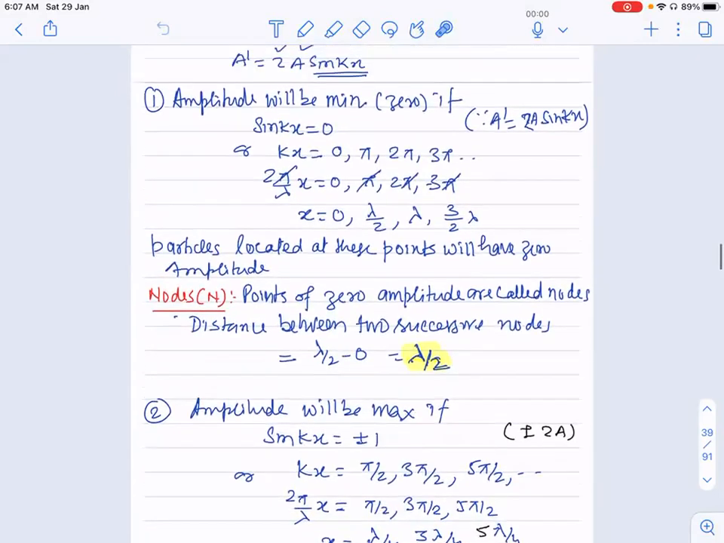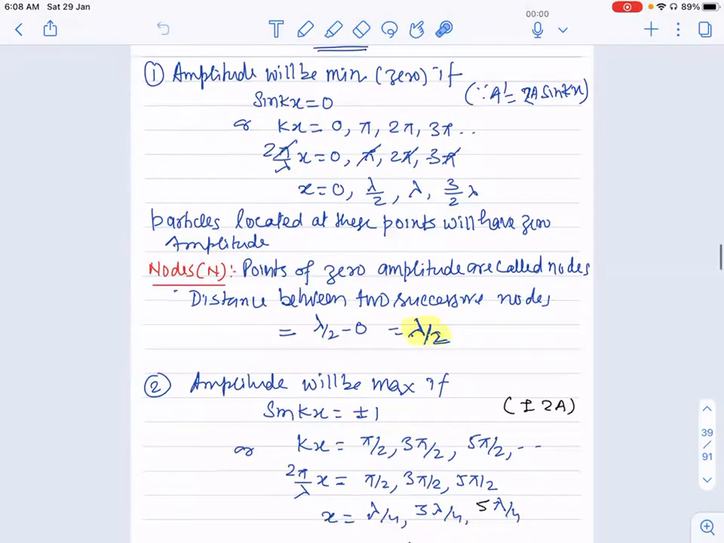We have also seen nodes and antinodes. Nodes are those particles which don't vibrate at all. Antinodes are particles of maximum vibration. The distance between two successive nodes or antinodes is lambda by 2, half wavelength. They are at the distance of half wavelength, either nodes or antinodes.